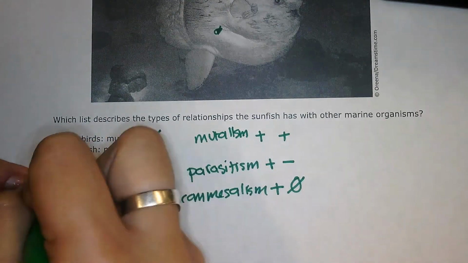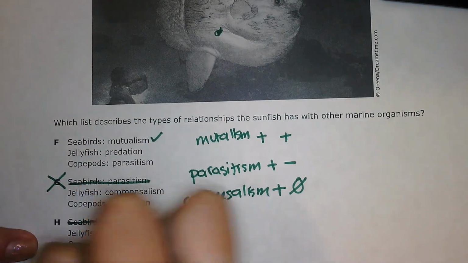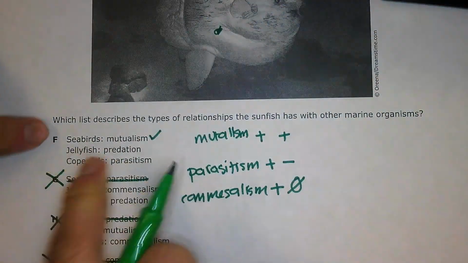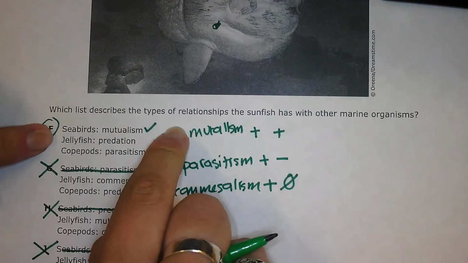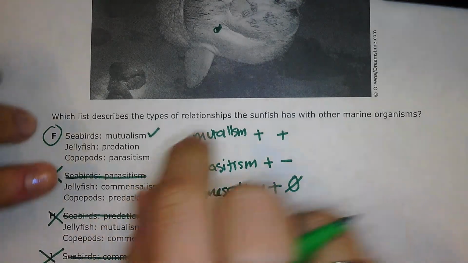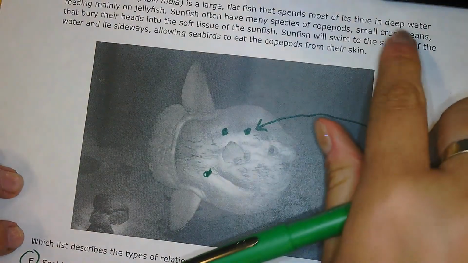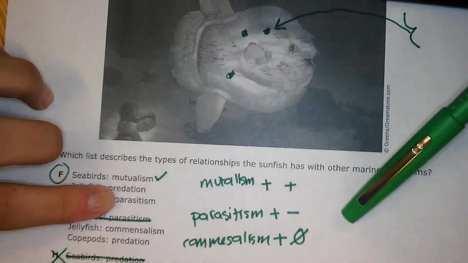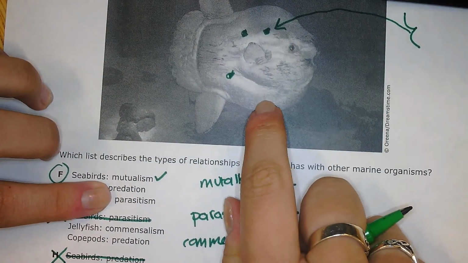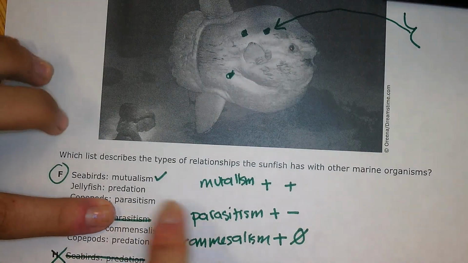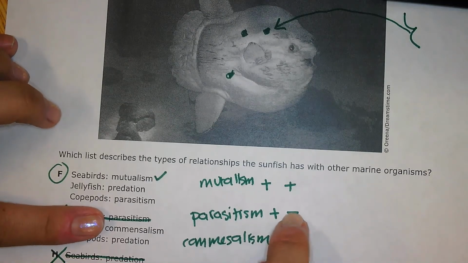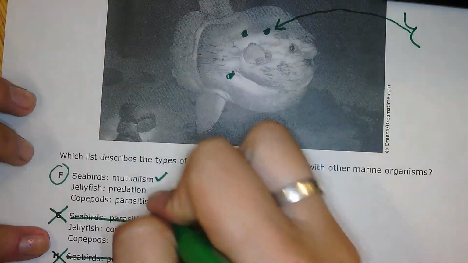So I can get rid of G because it says parasitism. I can get rid of H because it says predation. I can get rid of J because it says commensalism. So my answer is F, and I got that only based on this one. Let's make sure of the rest. Jellyfish, it feeds on jellyfish. With jellyfish, it is predation. Predation means that this is a predator eating other stuff. Copepods, parasitism. The copepods are benefiting from the fish, but the fish does not like it, so it is being harmed. So all of these are correct.